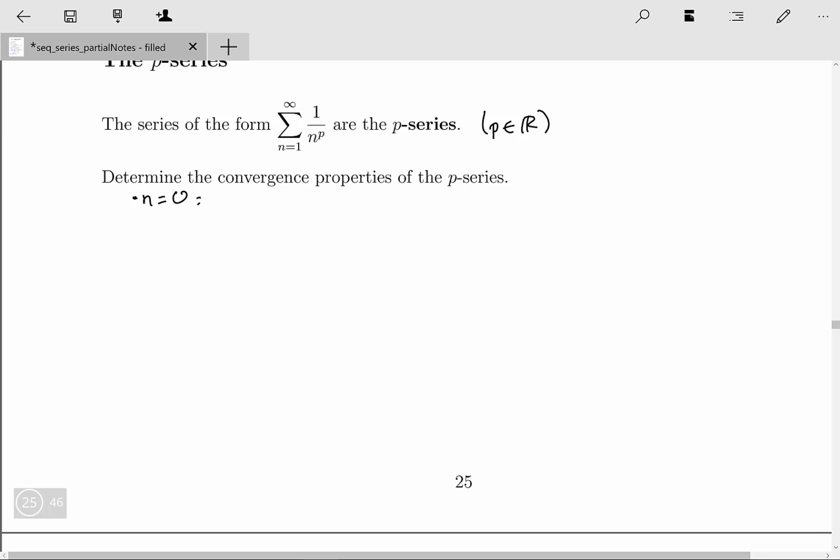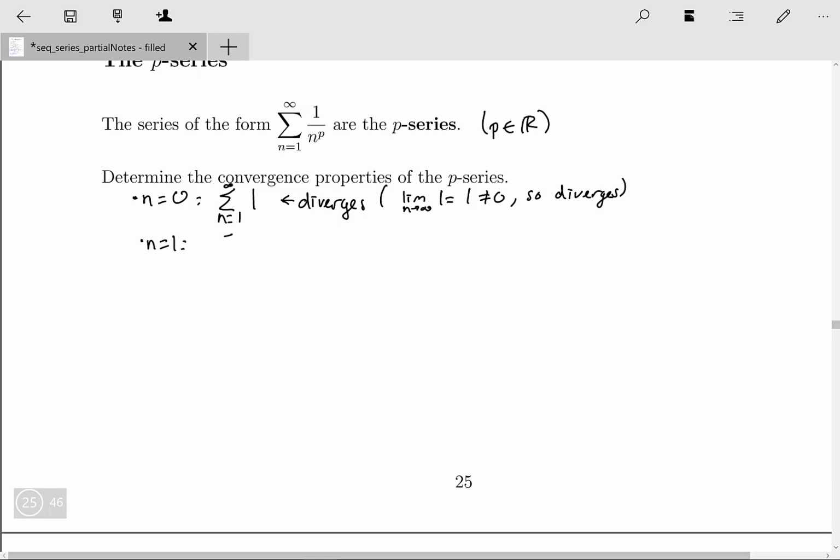If p is equal to 0, then we're looking at the summation n going from 1 to infinity of 1, which I hope you can see diverges, but even if it's not directly obvious that when you add in 1 infinitely many times it diverges, we can use the divergence test and we see that the limit as n goes to infinity of 1 is 1, which is not 0, so it diverges using the divergence test.